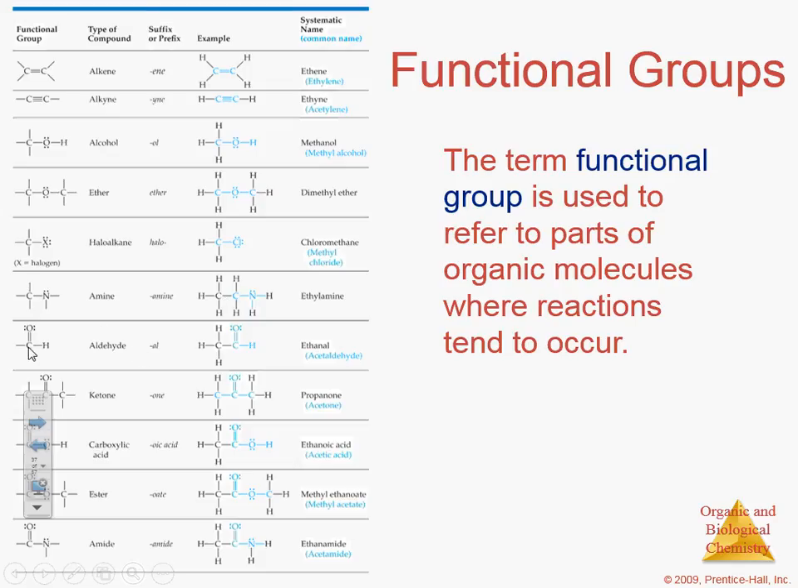An aldehyde is a double bond with an oxygen and an H. So, for example, our endings are all AL, not OL like alcohol. They're aldehydes, they're ALs. So here we have ethanal.